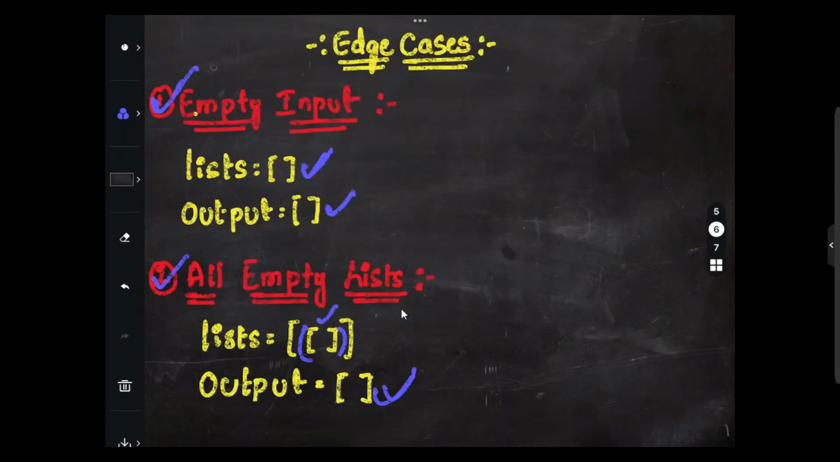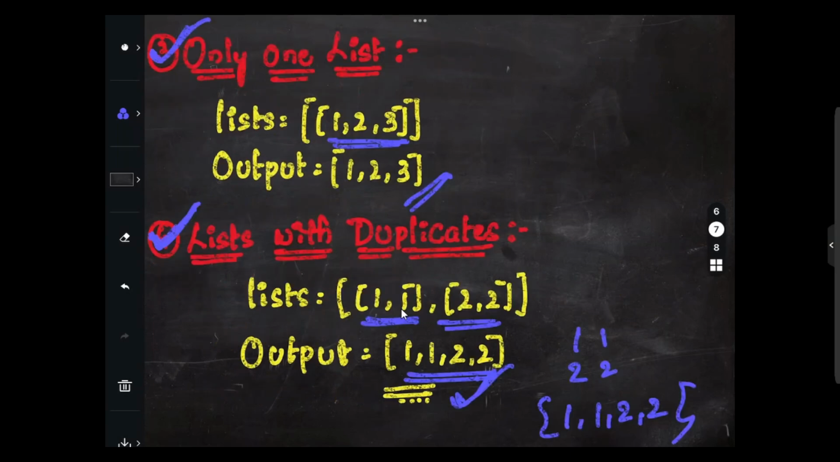The first edge case is for empty input. The second edge case is for all empty lists. The third edge case is for only one list. And the fourth edge case is for lists with duplicates. These are the 4 edge cases that we need to keep in mind. I hope this is completely clear, right?